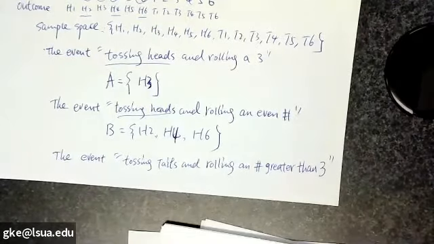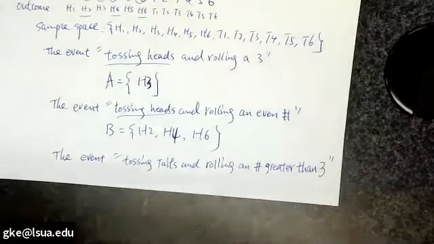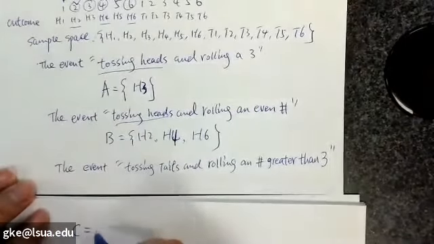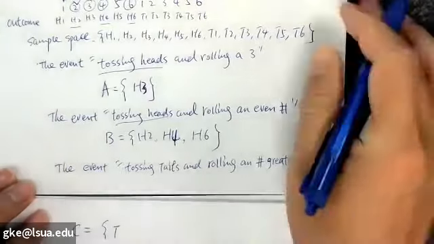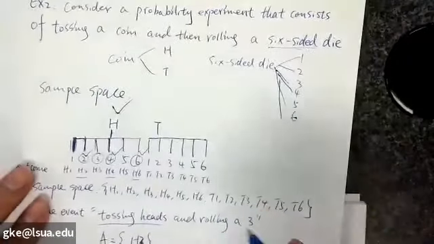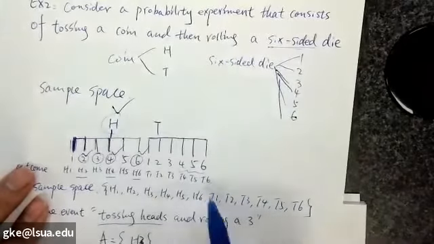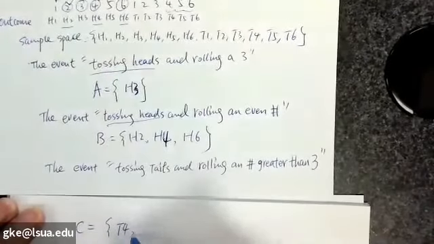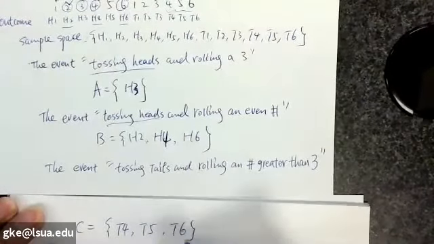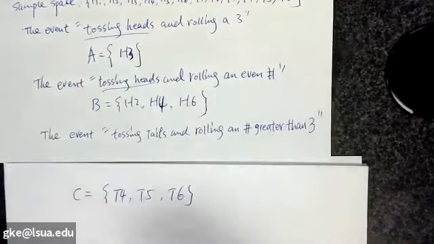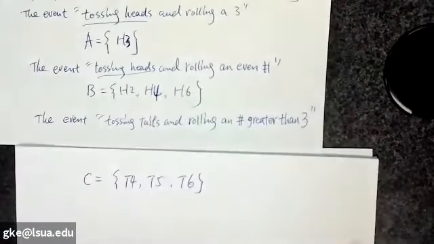Should be very easy, right? Tossing a tail, so it should be T. Greater than 3 should be 4, 5, 6. So it should be T4, T5, T6. Okay. Now the last one. I wish everybody makes it.